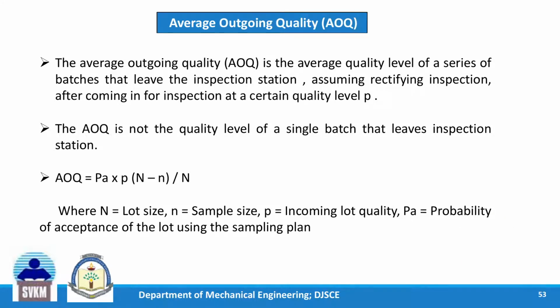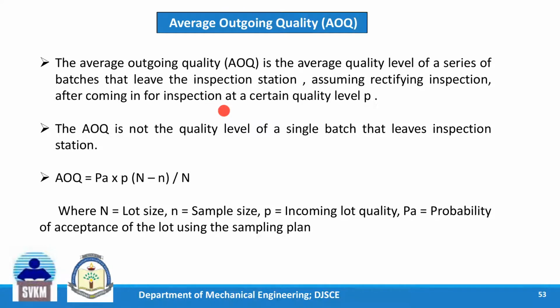Let us see this now. Average outgoing quality. This is one of the parameters for comparison of various sampling plans. The average outgoing quality is the average quality level of a series of batches that leave the inspection station, assuming rectifying inspection after coming in for inspection at a certain quality level. So let us see this.